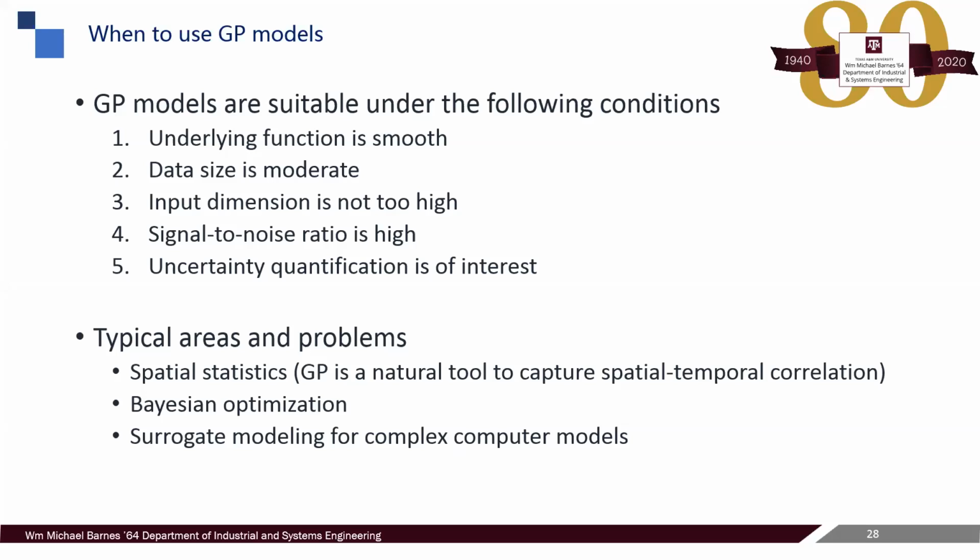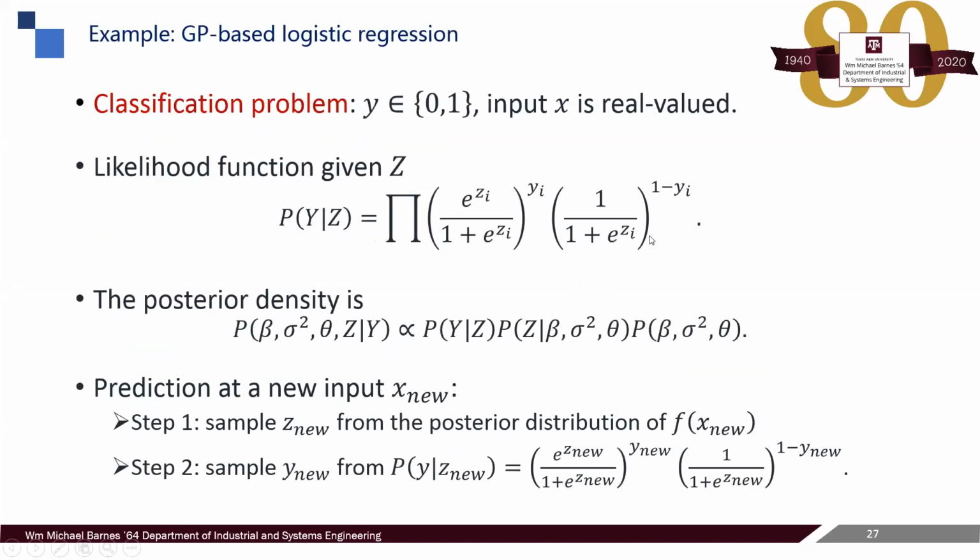Some typical areas: spatial statistics, in which GP is a natural tool to capture the spatial temporal correlation. And Bayesian optimization, which we are going to talk about, and surrogate modeling for complex computer models, we are also going to talk about those two things. And back to the logistic regression question. What's the question? Let me read.